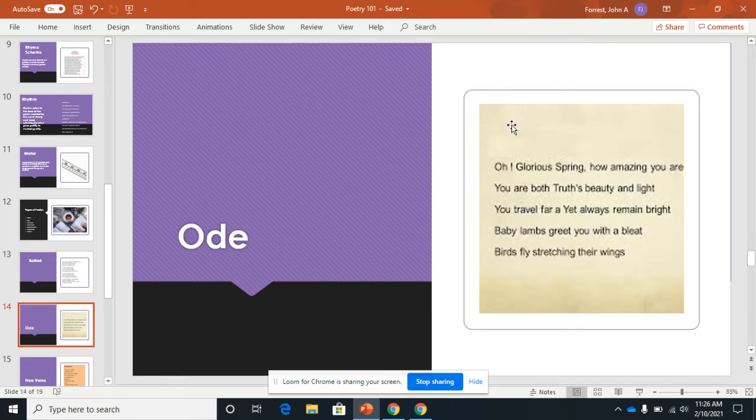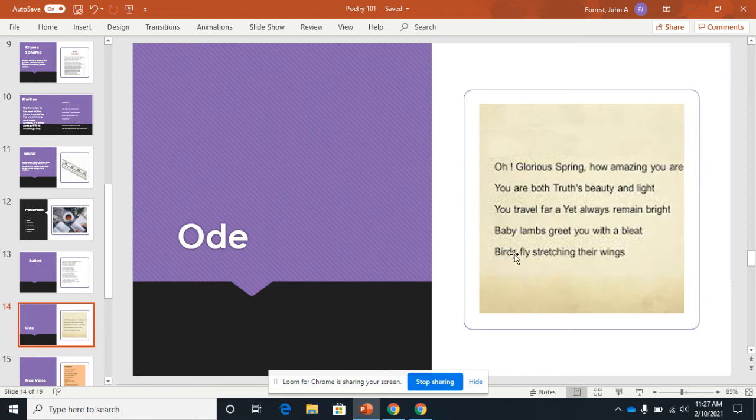Next, we have an ode. And an ode is usually a classical poem written with lots of emotion. And it's usually meant to praise someone or something. So here it says, "Oh, glorious spring, how amazing you are. You are both truth's beauty and light. You travel far and yet always remain bright. Baby lambs greet you with a bleat. Birds fly stretching their wings."